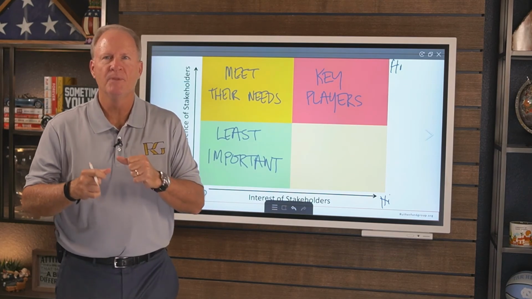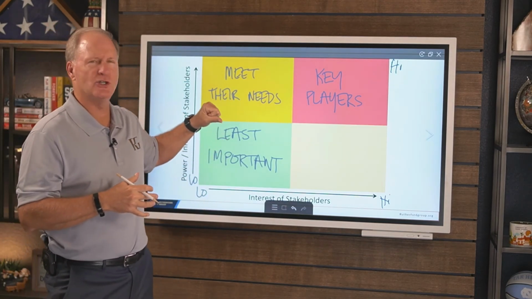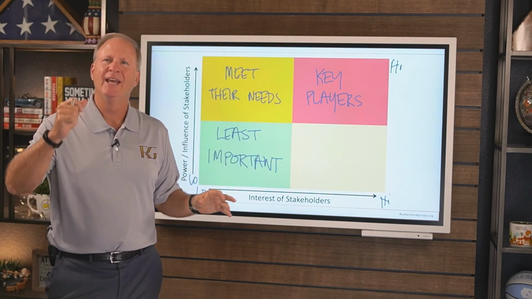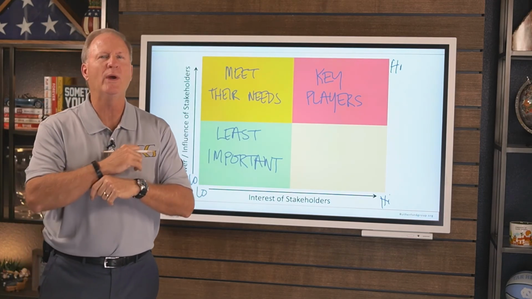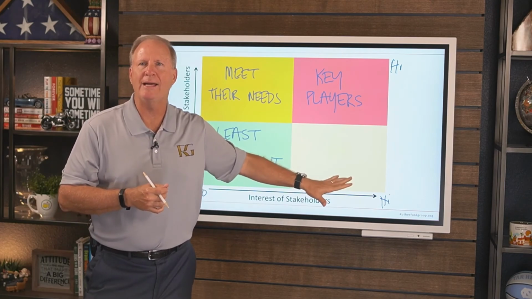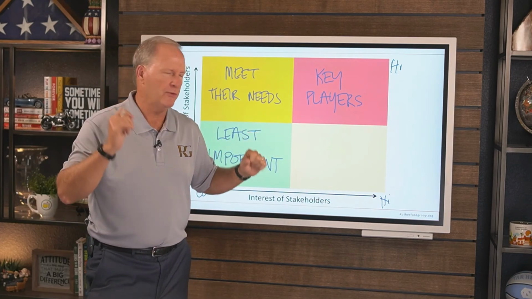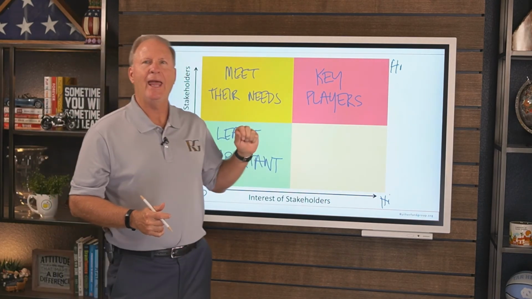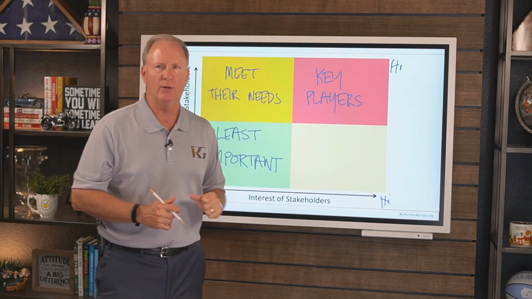Meet their needs. Now, I call these people the stealth bombers, right? Because they can derail your project quickly if they're ignored. And then lastly, in this lower right-hand box are what we call the low influence and the high interest stakeholders.